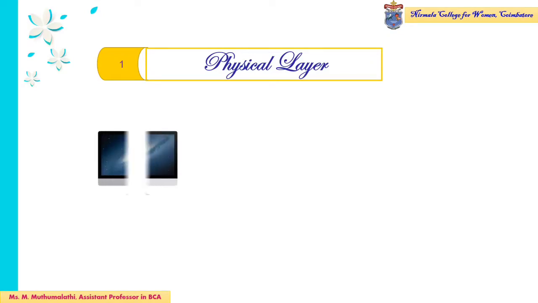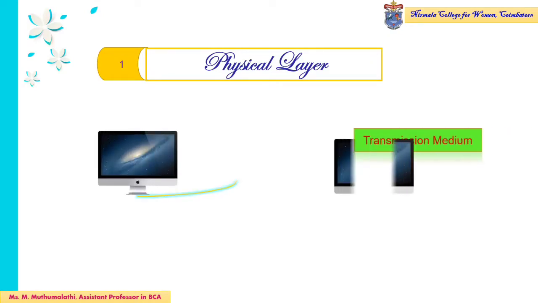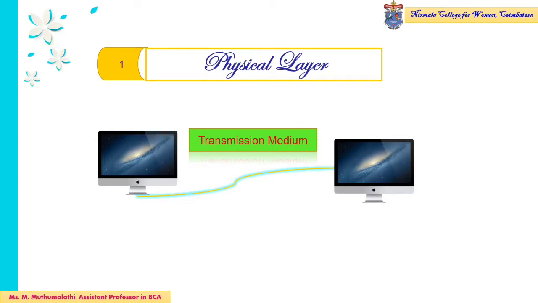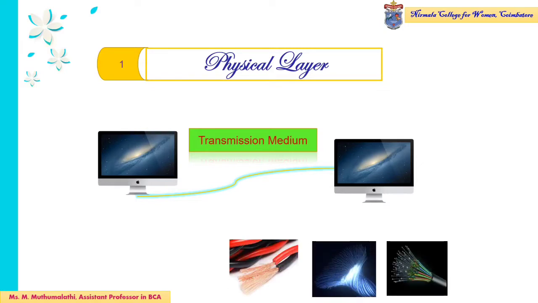The physical layer defines electrical and physical specifications for devices. The physical layer defines the relationship between devices and the transmission medium, such as copper wire and optical cables.